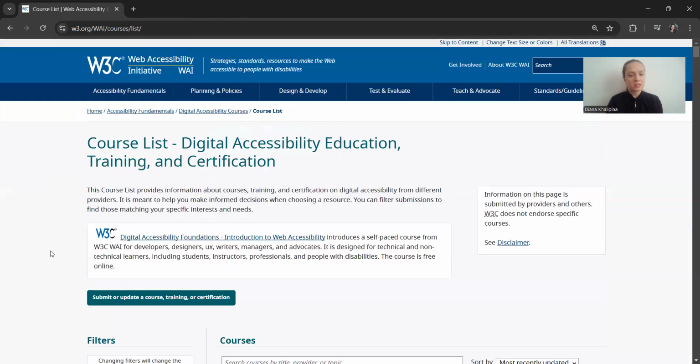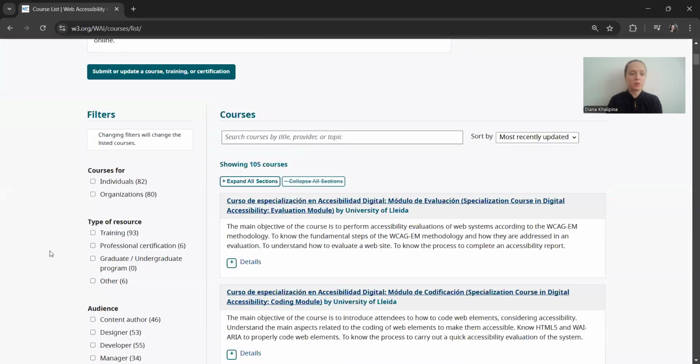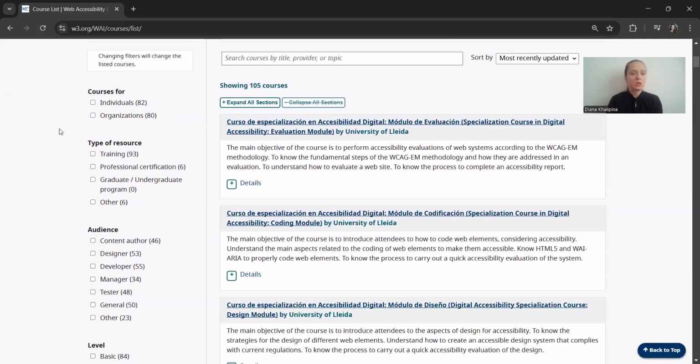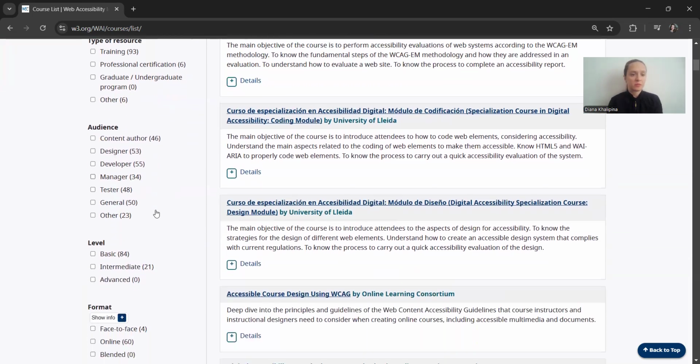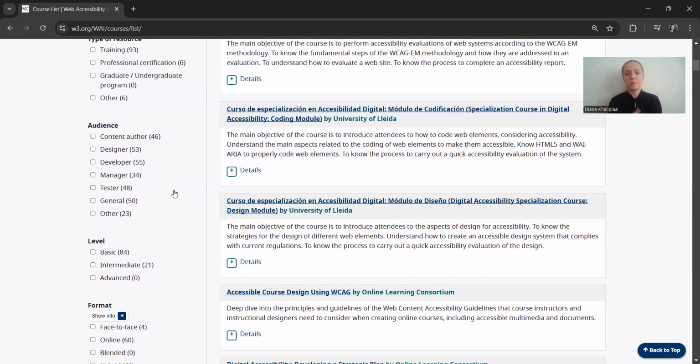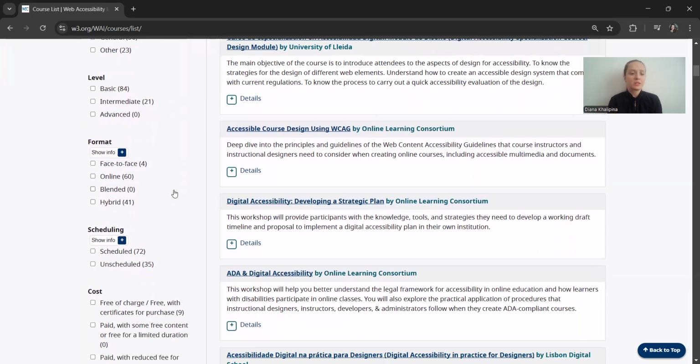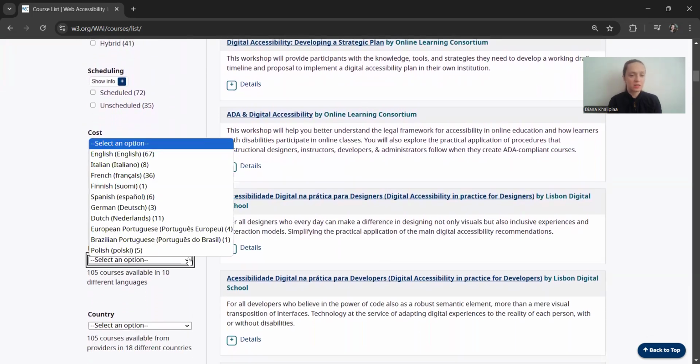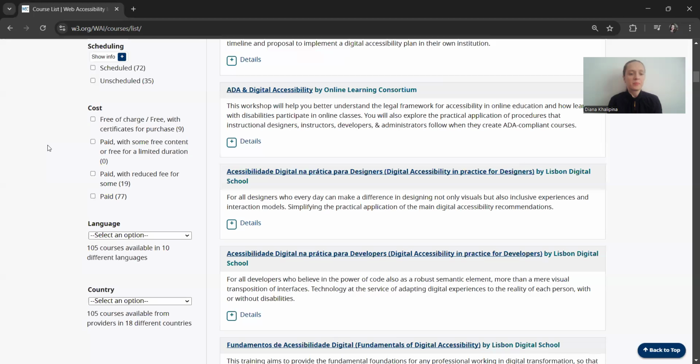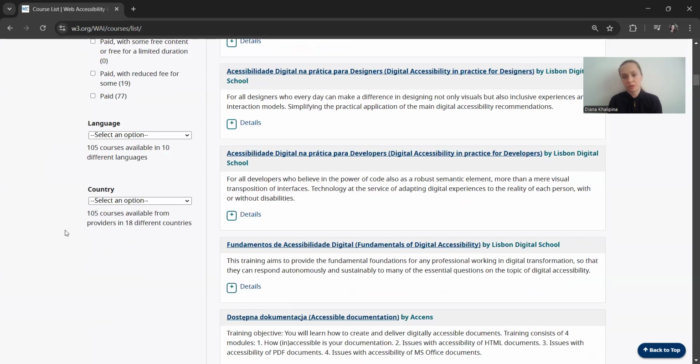But here you can see a wider list of the courses worldwide. So here you can choose, is it for individuals, organizations, a type of resource, a training, or maybe you want to get a certification. For me, it was important, and that's what I got. And for who it is, whether you're a designer, developer, manager, or tester, or what is your level of knowledge about web accessibility. It's also possible to choose the language, which is really important so that you can understand it in your native language. And you can choose the country that provides such course.